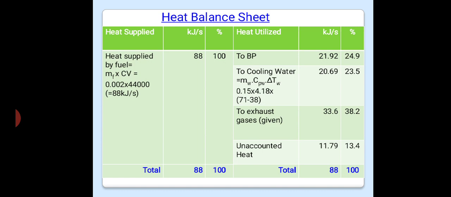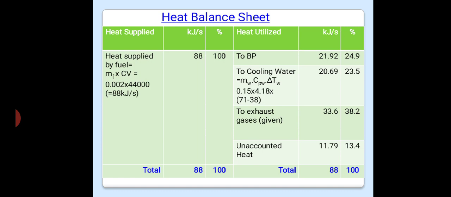Next we have to calculate heat exhausted by the gases. They have mentioned directly the heat exhausted by the gases, 33.6 kilojoule per second in this problem. So percentage wise, 38.2%.